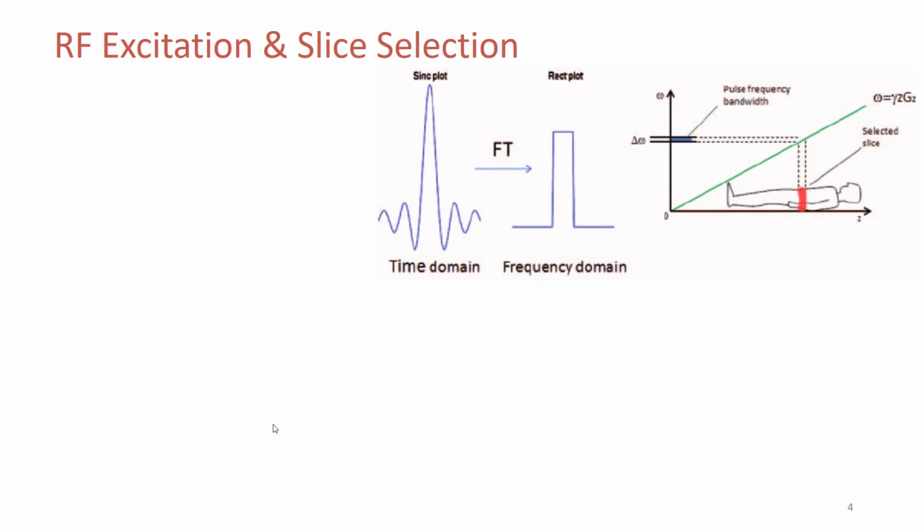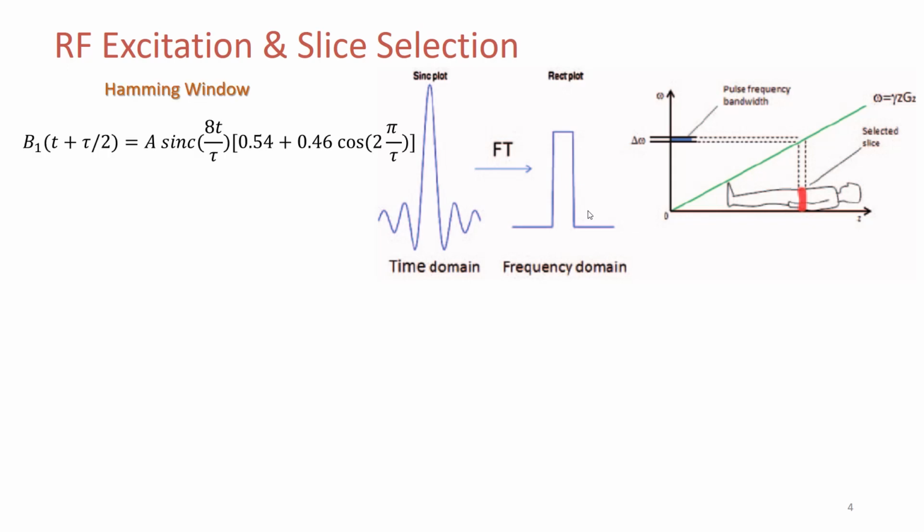Here we can see we apply a sinc-like RF pulse, and in Fourier domain it corresponds to a rectangular shape. And to implement such a RF pulse, I use Hamming window with given formula. Here tau is the duration of RF pulse, and A is the scaling of the pulse.